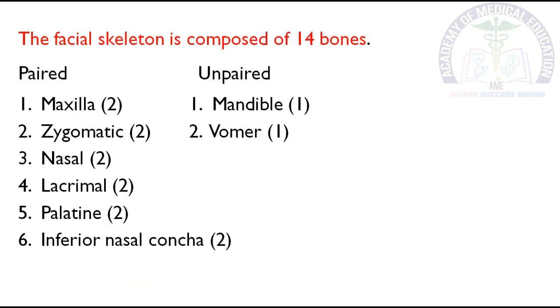Next is the facial skeleton, which comprises the bones of the skull minus the calvaria. So paired bones are maxilla, zygomatic, nasal, lacrimal, palatine, inferior nasal concha, whereas unpaired bones are mandible and vomer.